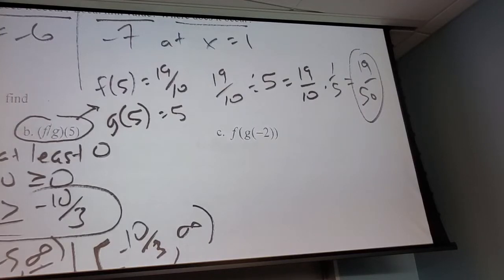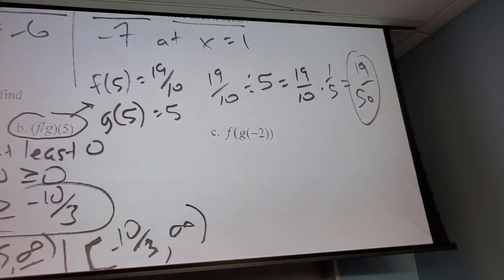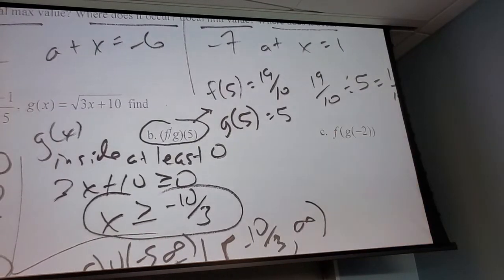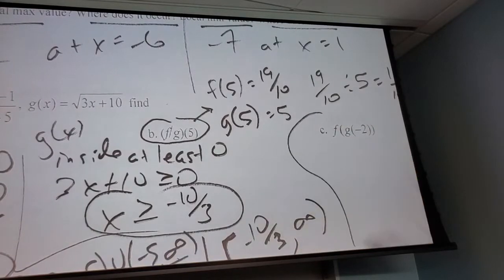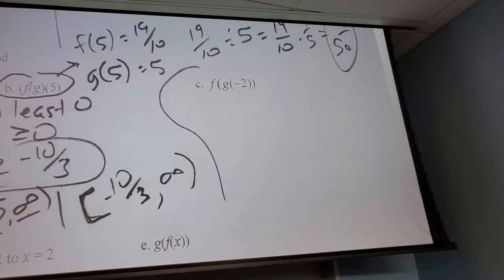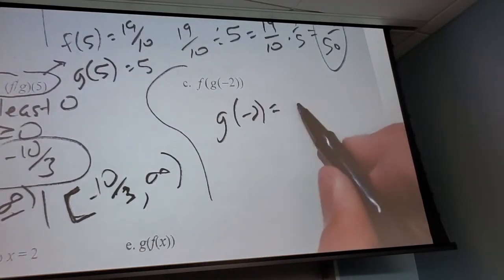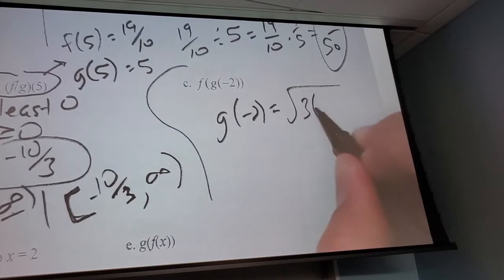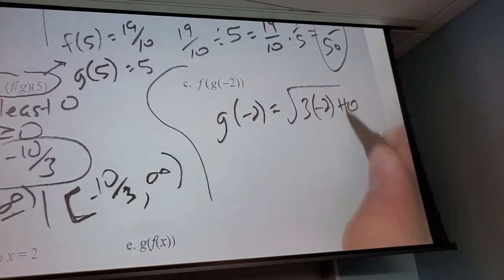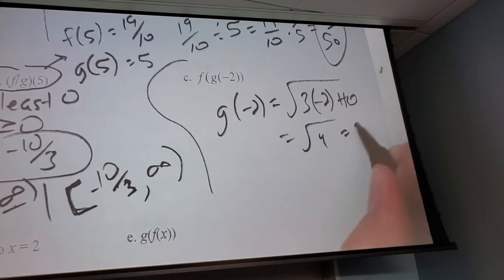Alright, so how do I do this one? I have to figure out what G of negative 2 is. G of negative 2 is the square root of negative 6 plus 10, which is the square root of 4. I get 2.